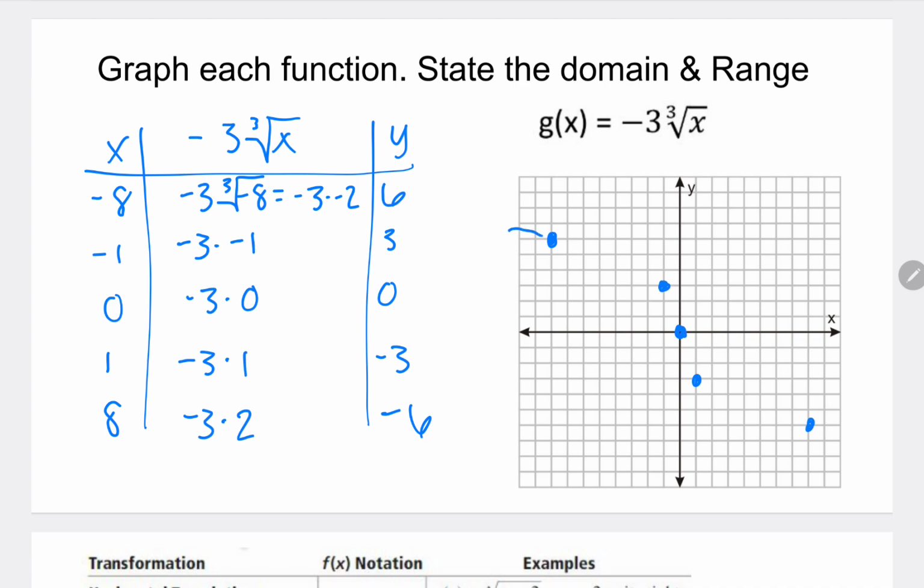All right, and then we have our little cube root S curve, and our domain and range would both be all real numbers here.